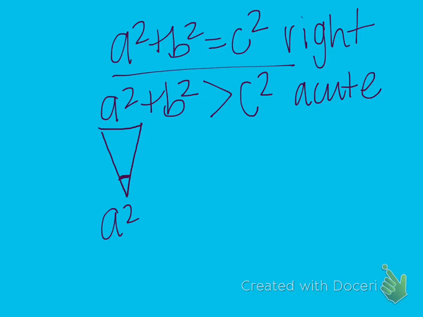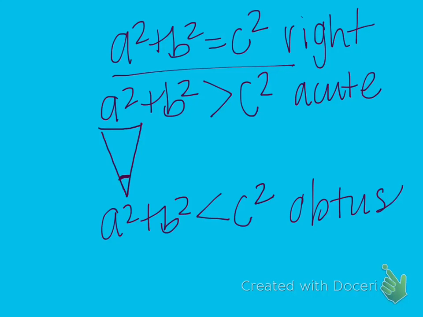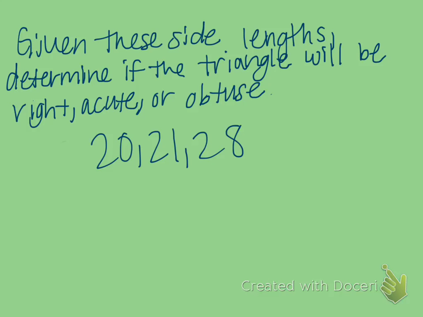Now if a squared plus b squared is less than c squared, then it will be obtuse. So it will look something like a little one here and a little one here, and then c squared is going to be really long. And this angle is going to be obtuse. So we're going to go over a few examples.